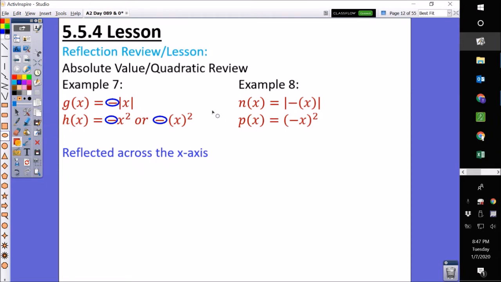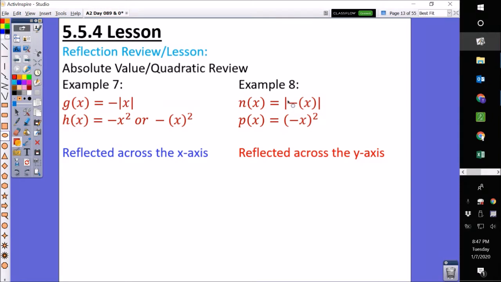Now looking at example 8, here I have two functions, n of x and p of x. n of x is written in absolute value form, and then p of x is written in quadratic form. Here you can clearly see that the negative sign is inside the function, inside the absolute value lines, inside the outer parenthesis, and they're both in front of x. So this one will be reflected across the y-axis right here.